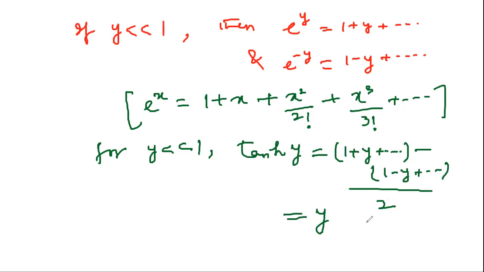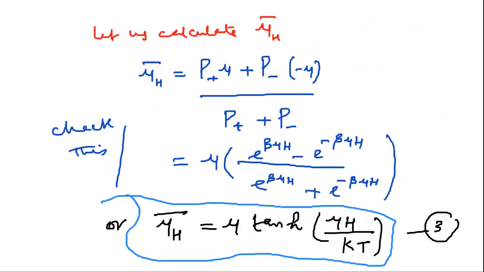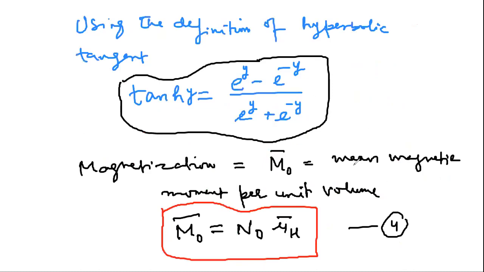Me right here. Check this. When y is much less than 1, tanh y is (1 + y + ... − 1 − y + ...) over 2. We're using this expression, this one definition of tanh.